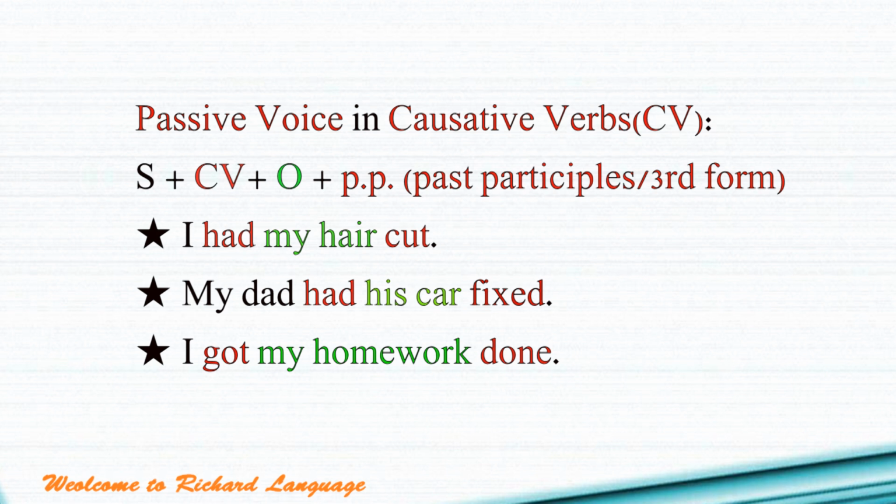Let's see the third sentence here. I got my homework done. Here, got is the causative verb, and my homework is an object, and here we use a PP, done. Homework cannot do itself, so it's a passive voice here. That's the reason why we use done.